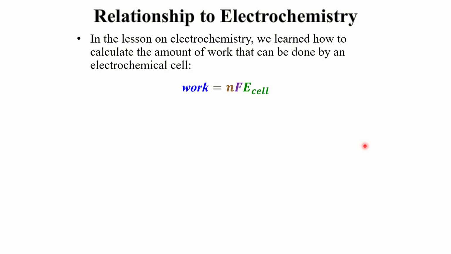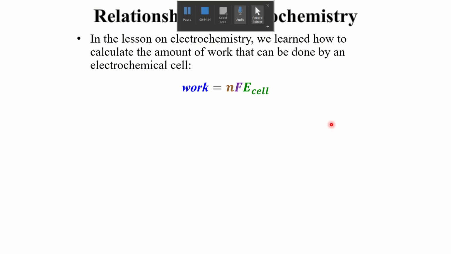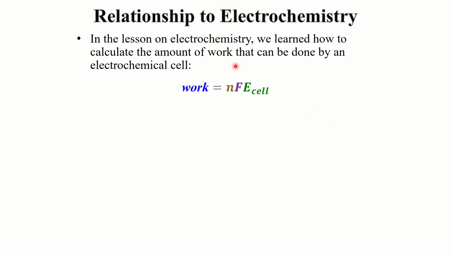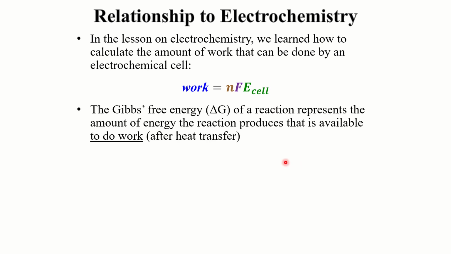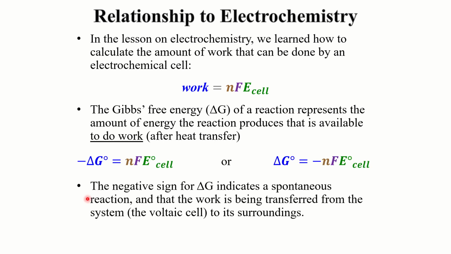All right, and we're going to end this lecture by looking at the relationship to electrochemistry. So in the lesson on electrochemistry, we learned how to calculate the amount of work that can be done by an electrochemical cell. We learned that work is equal to the number of moles times Faraday's constant times the cell voltage. So the Gibbs free energy of a reaction represents the amount of energy the reaction produces that is available to do work after heat transfer. So the way this cashes out then is that we can say that negative delta G naught equals nFE cell, or to flip it, delta G naught equals negative nFE cell.